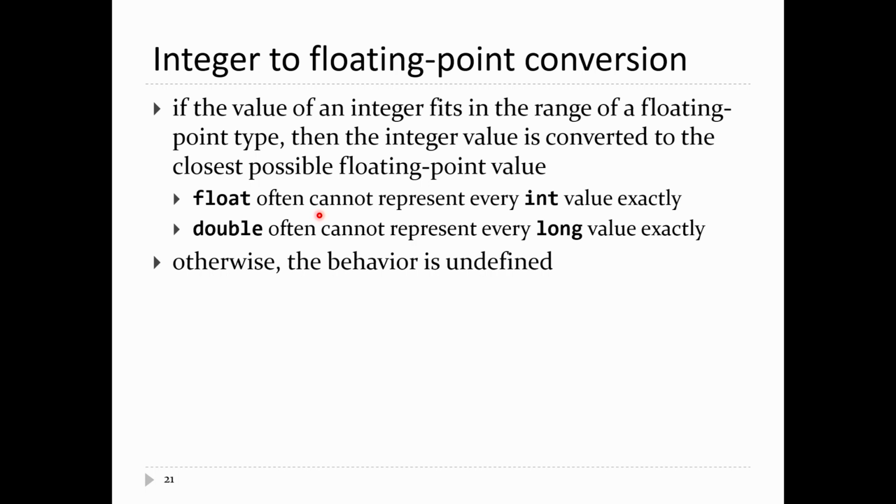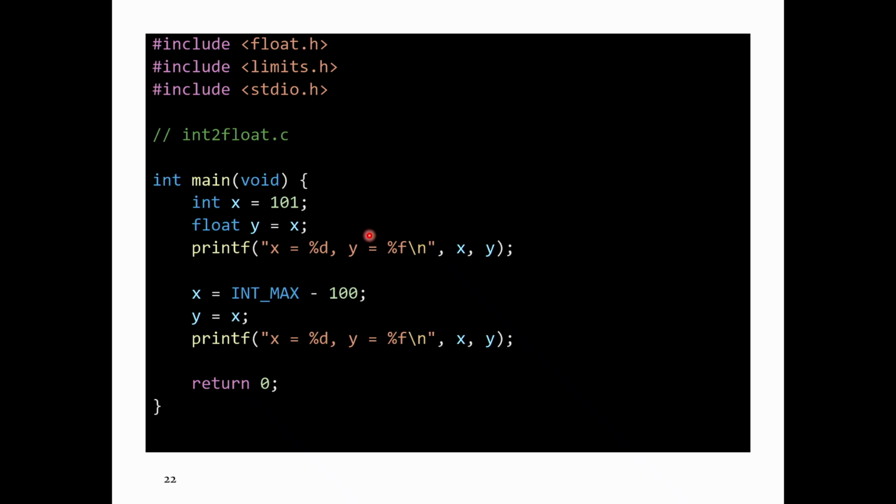On most architectures, if you try to convert a long to a double, there are some long values that do not fit, that cannot be represented exactly in double. So the answer you get is the closest float or double value to that int, sorry, to that long or int value. Now, if the value of the integer doesn't fit into the range, then the behavior again is undefined. I don't think there's any examples where the value doesn't actually fit into the range, but there are examples where you cannot exactly represent the number in the corresponding floating point type.